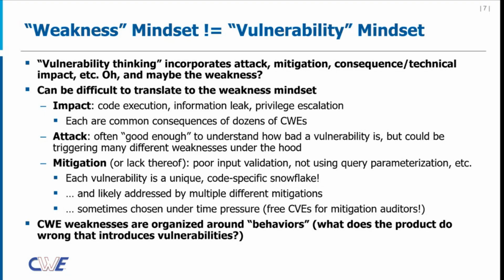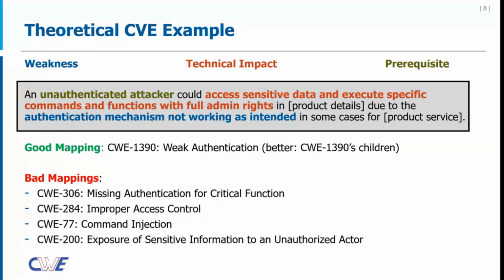So just to go back over the language we're talking about, there's impact language, talking about what a vulnerability ends up impacting downstream, the actual attack, and then mitigation language. There's also prerequisite language, which could be discussing what things are needed to enable an attack. And we'll go into a theoretical example here. In this description, an unauthenticated attacker could access sensitive data and execute specific commands and functions with full admin rights. And this goes on to say that this is due to the authentication mechanism not working as intended.